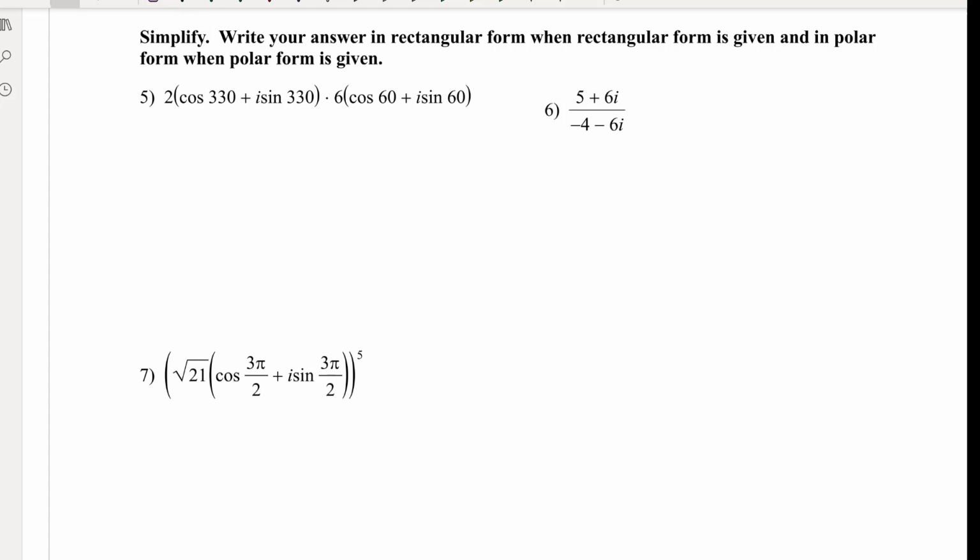Okay, now we're going to go over operations, converting a polar equation to rectangular. Remember, cosine converts to x and sine converts to y, and the thetas follow the laws of exponents.